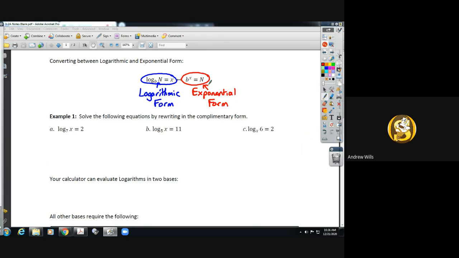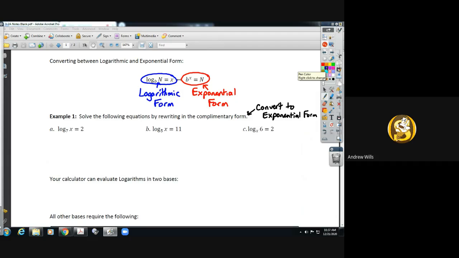So here in example 1, we're going to solve each of these equations simply by converting them from logarithmic form into exponential form. That's what we're doing here. We are going to be converting to exponential form. And by doing that, we're going to make this equation look 40 times easier.